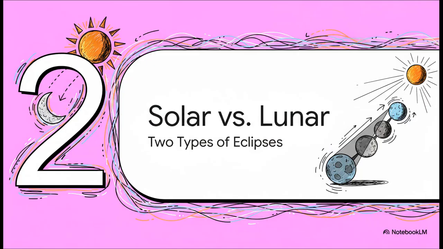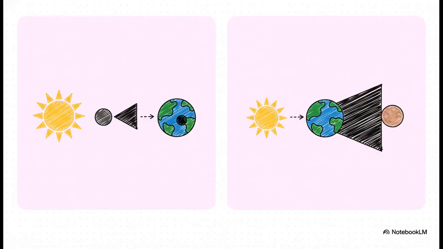All right, so we've got the basic recipe down. Now let's talk about the 2 main dishes on the menu, solar and lunar eclipses. They both use those same ingredients, light and shadow. But the real difference? Well, it all comes down to who's doing the blocking. Okay, this lays it out perfectly. For a solar eclipse, you've got the sun, then the moon, then the earth. See? The moon's tiny shadow is what falls on us.